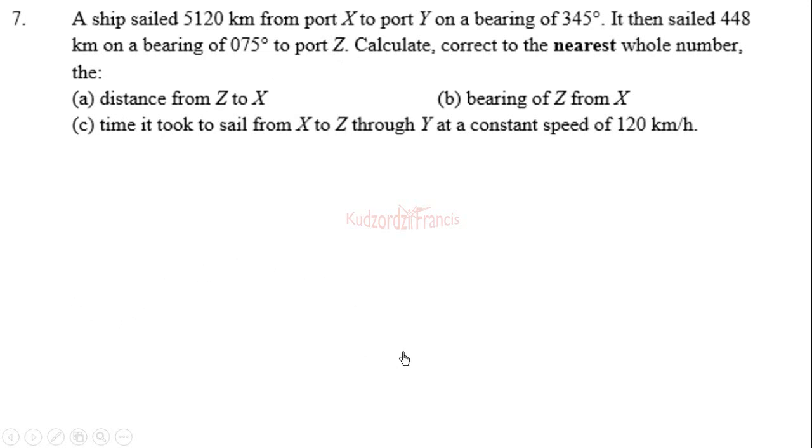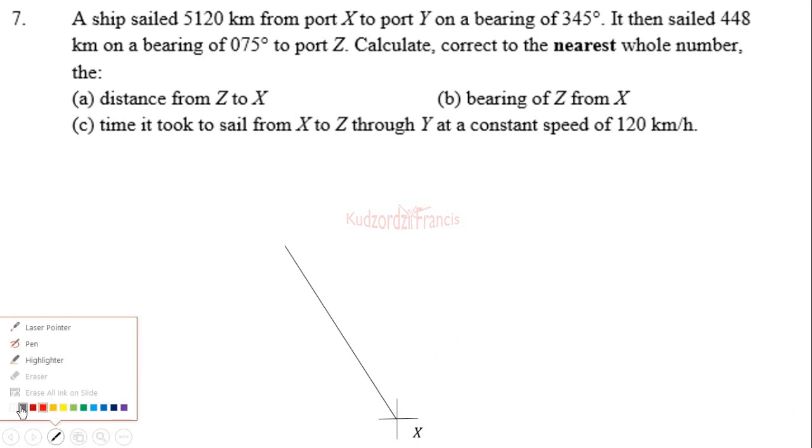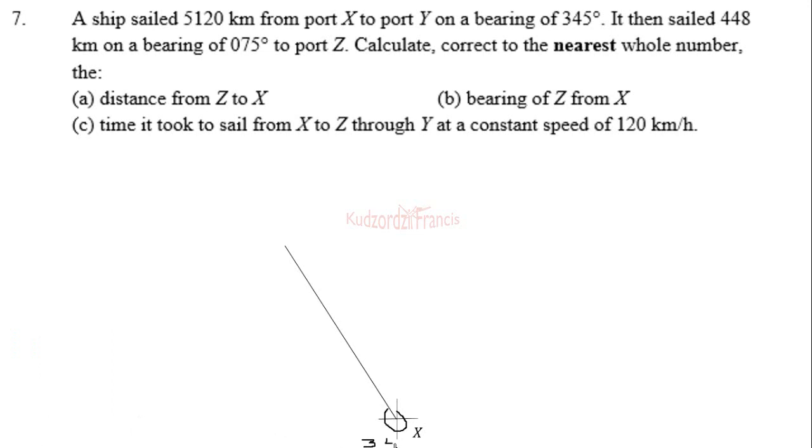So we begin by drawing our diagram. We have the port X here, and the bearing is 345 degrees. So we indicate that measuring from the north. So we measure from here until we meet this line. So that is the 345 degrees.